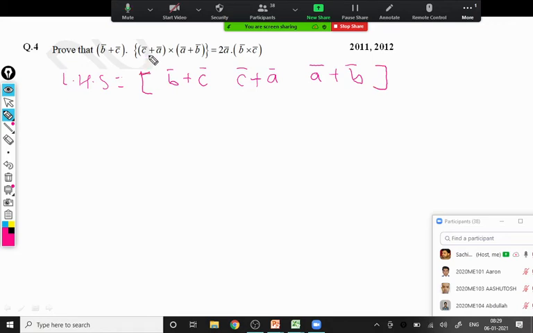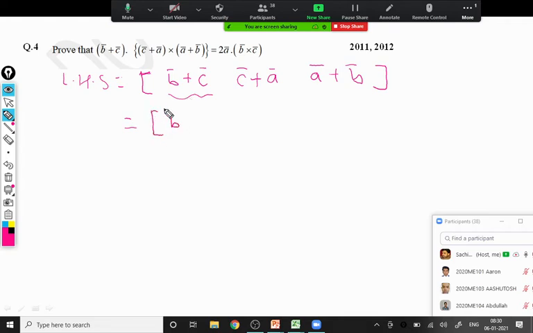Now anyone guess what should be done, or which property we should apply to get 2 times the box product of A, B, C? Yes, the distributive property. We have to apply the distributive property one by one to each term. You can apply it in one step also, but I will do it one by one. So I will apply the box product distributive property to the first term here.